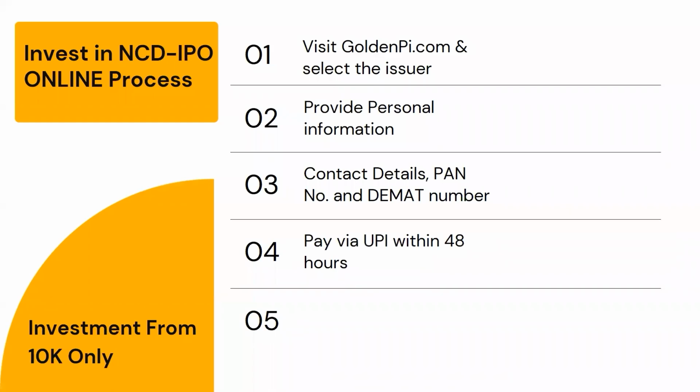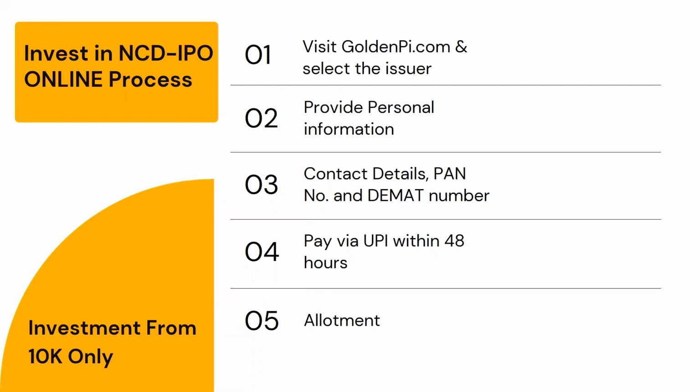And the payment has to be done through the UPI route. You have to use your UPI handle to make the payment. Typically a UPI mandate comes to your UPI app, which you have to select and approve within 48 hours of receiving the mandate. Once the IPO window closes, the funds are deducted from the investor's bank account and the equivalent number of debenture units are credited to the demat account of the investor. So that's overall the online NCD process.